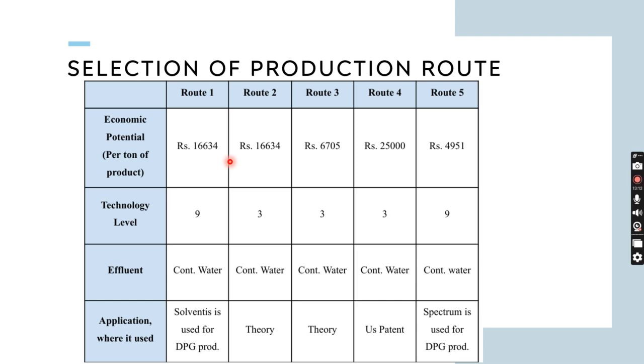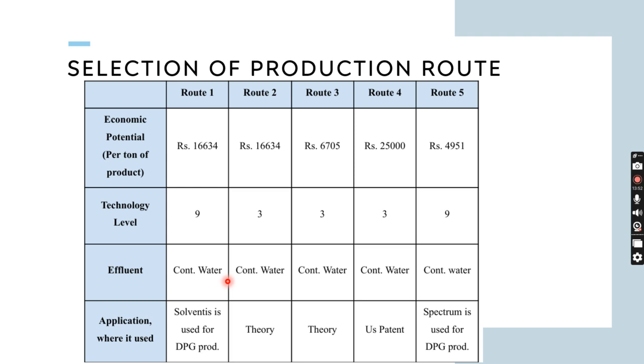Now if you compare the technology level, you can see that these two are highly used methods, so these are rated 9 because they are proven in the industry. And route 2, route 3 and route 4 are only on paper, so their technological level is on the low side. In each of these methods, we have contaminated water. We will not do a deep dive here, because once the water is contaminated, there is a standard process for waste handling to purify the water.